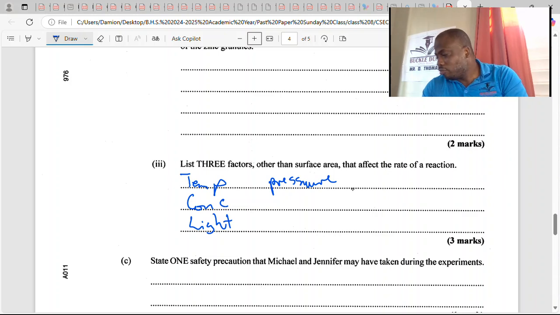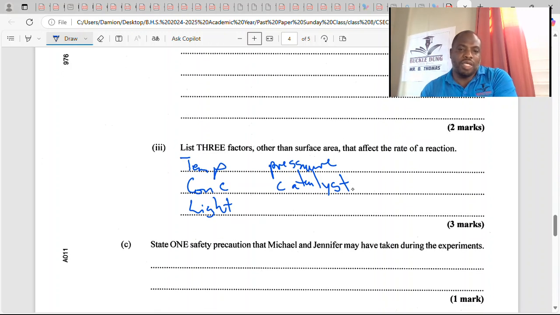Anything else? There's one more that begins with a C. Catalyst. And we know catalyst, it reduces the activation energy and all of that. So those are some of them. And again, students, please read the question: other than. Sometimes we get these questions, persons come back and add surface area. You're not going to get a mark.